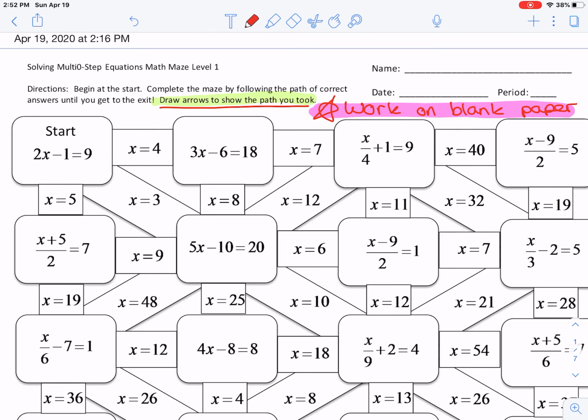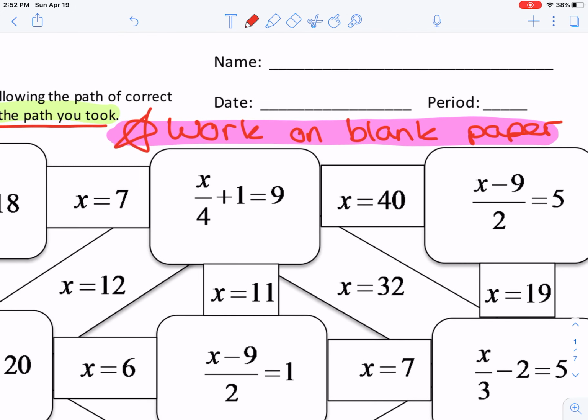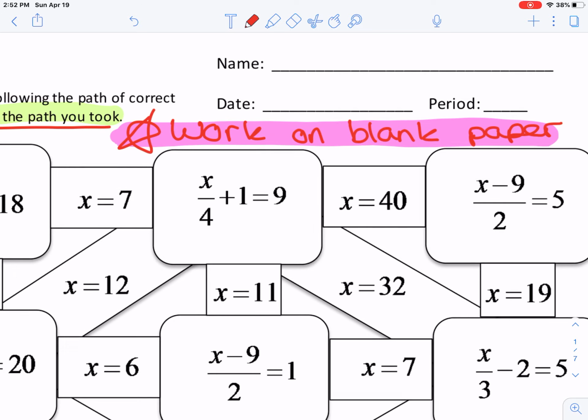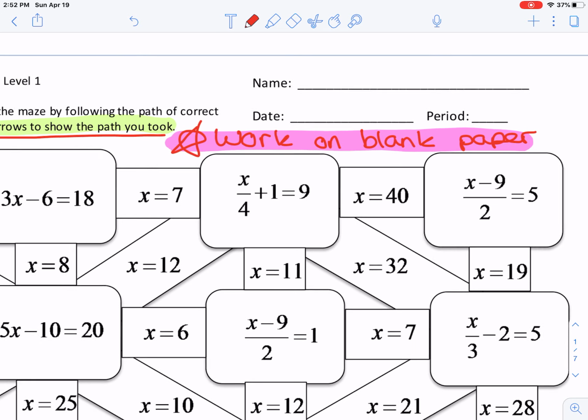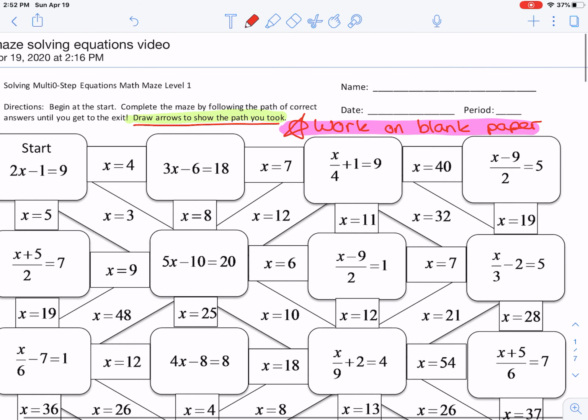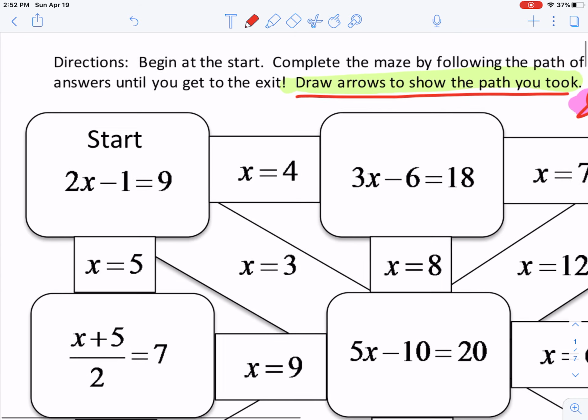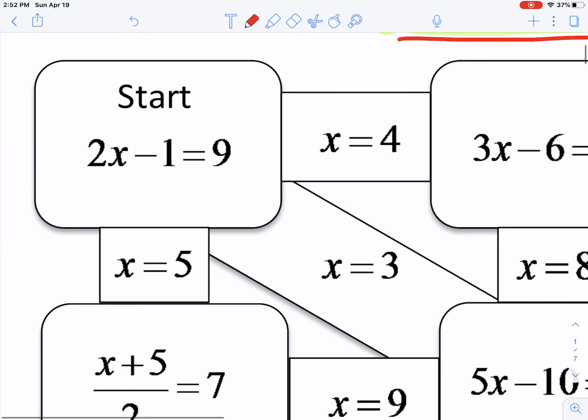The other important thing I want to say is make sure you are showing your work on a blank piece of paper, okay? I do not want your work on this actual maze. So I want a picture of your work on a separate piece and then a picture of this maze. And a couple of you have reached out to me saying that you don't have a printer. That's more than fine. Just make sure you're actually writing down the path in order on a separate piece of paper so I know which way you're going, okay?